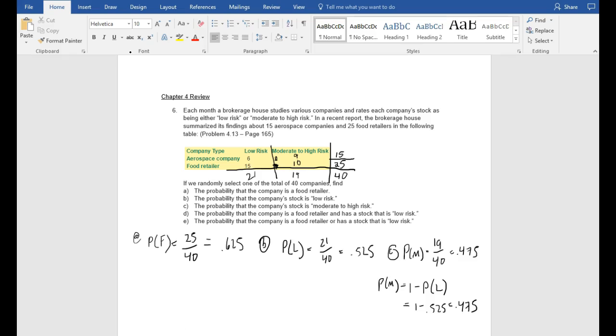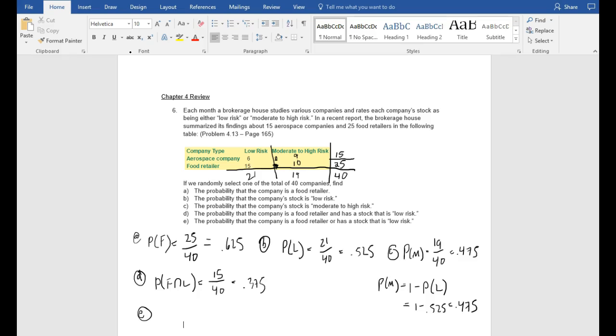Okay, and then we move on to D. The probability that the company is a food retailer and has a stock that is low risk. Okay, so we're going to find the intersection point. So we look at the low risk column, and we look at the food retailer column, and we see where they intersect. They intersect at 15. So the probability that something is food retailer and that it's low risk, that's just going to be that intersect frequency over the total frequency. So 15 over 40 is 0.375.